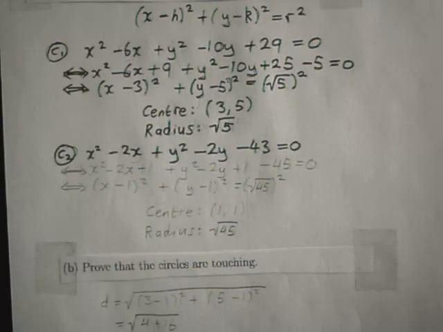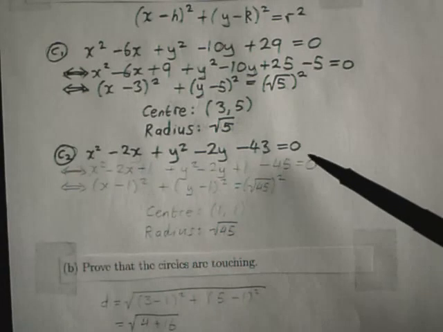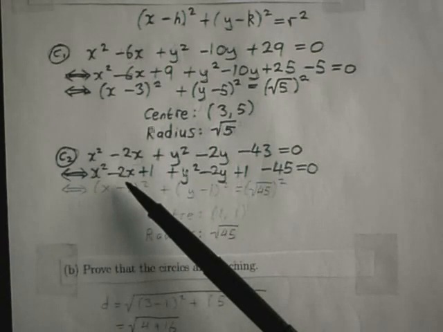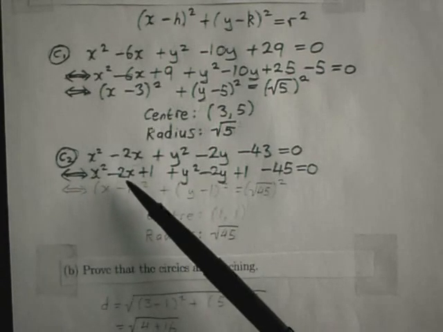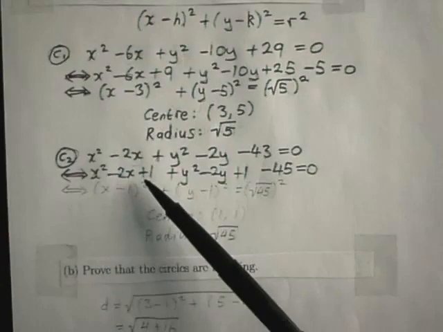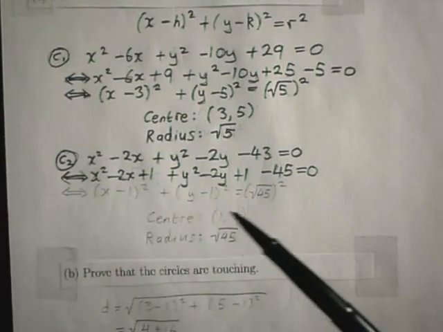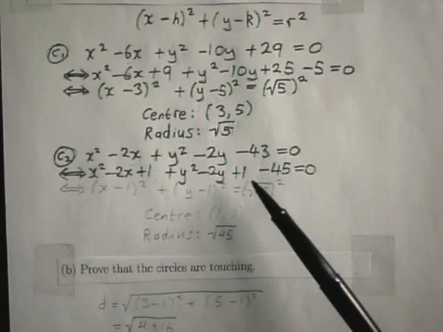Now I have to do the same thing for the other circle. So again, I'm just rearranging it to get my x's together and my y's together. Secondly, in this case, minus 2 corresponds to minus 2h, which means my h is 1, so I'm looking for a 1 squared here, just a 1. And again, the same thing for my y's.